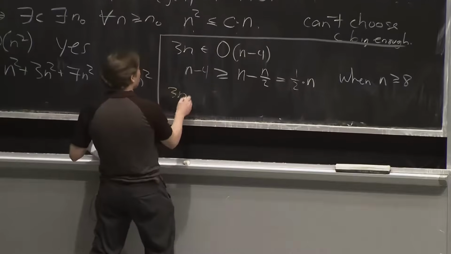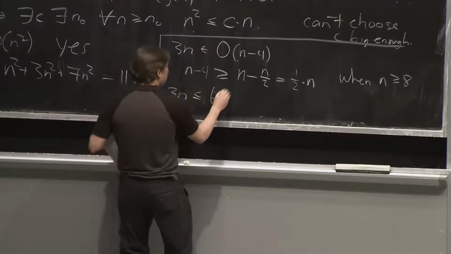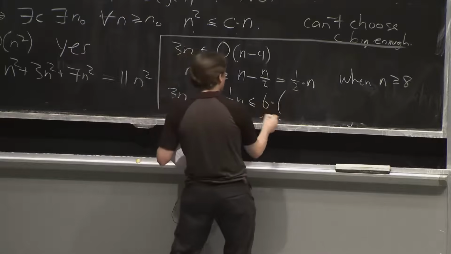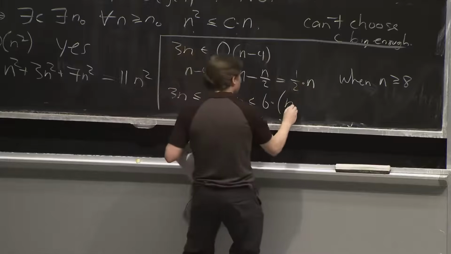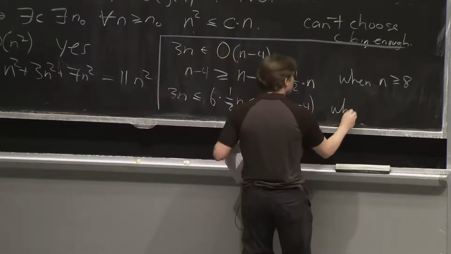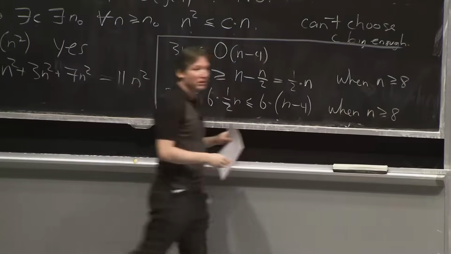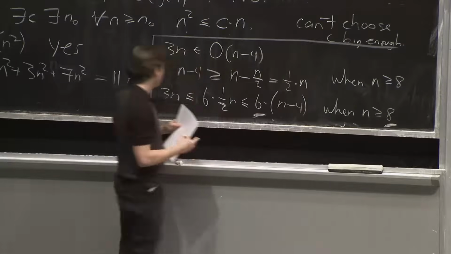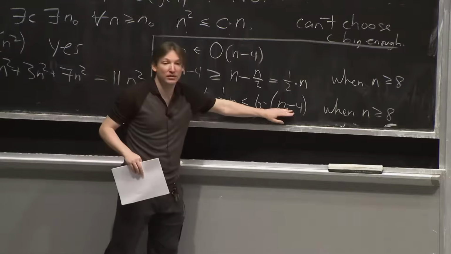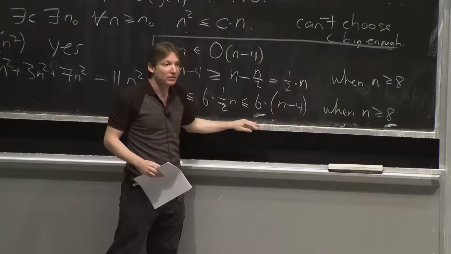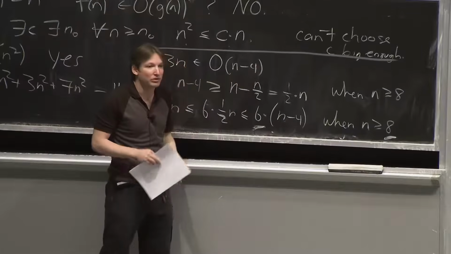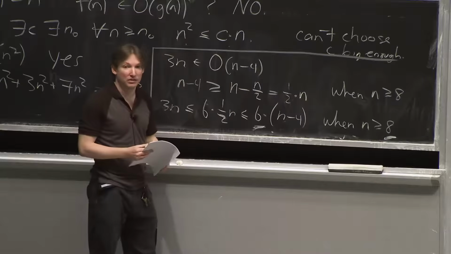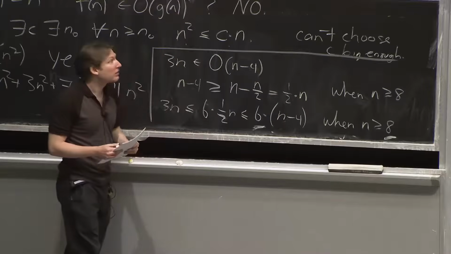3n is less than or equal to 6 times 1/2 n, which is less than or equal to 6 times (n minus 4), when n is at least 8. And so now we have our c, and we have our n naught. 3n is less than or equal to a constant times n minus 4, which is the function we care about. So in the same way, we can ignore lower order terms on the right, again, by just swallowing them into the constant c at the cost of a slightly higher constant c. Does that make sense? Nice.